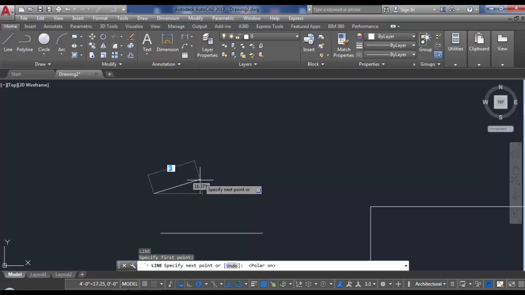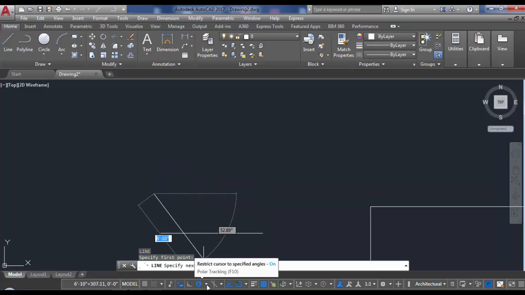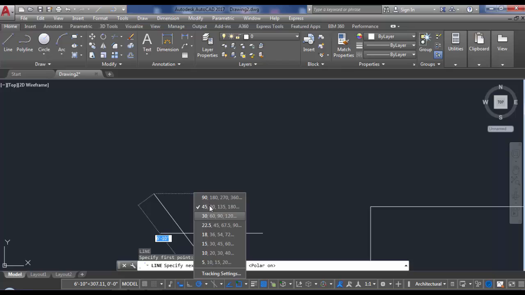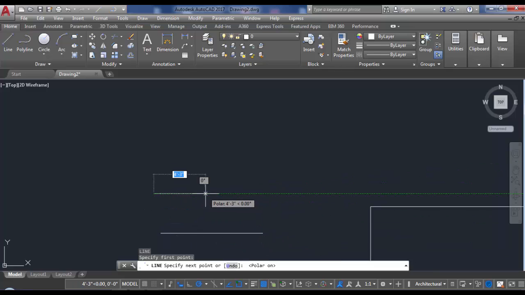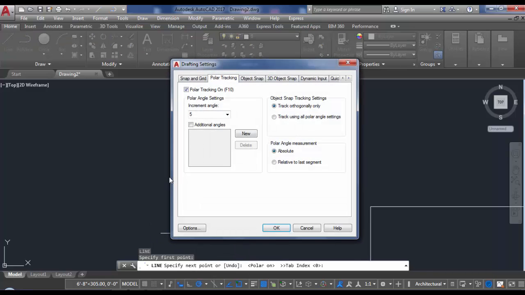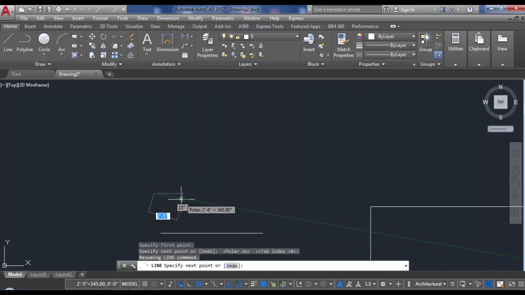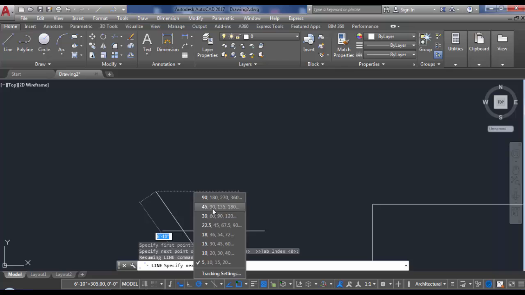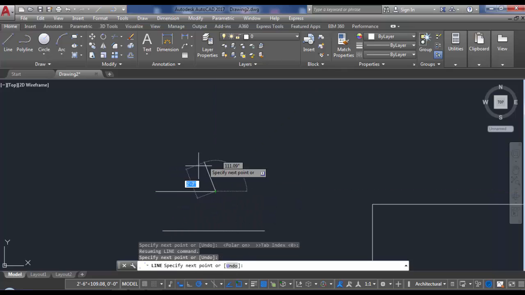If you want any other angle, for example a 30-degree angle, I can change this combination of angles over here. You can change it to 5, 10, 15, 20, whatever you want. For example, if I go for a 5-degree increment, I get a 0-degree angle, a 5-degree angle, a 10-degree angle, a 15-degree angle and so on. Even in tracking settings, I can keep the increment equal to 1 degree. Let's keep this angle at 45 as it is by default.